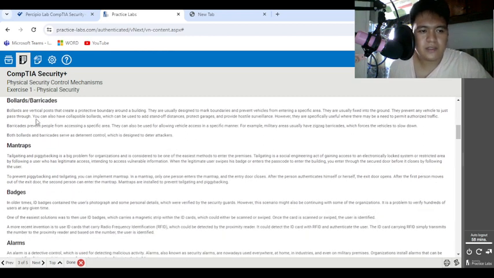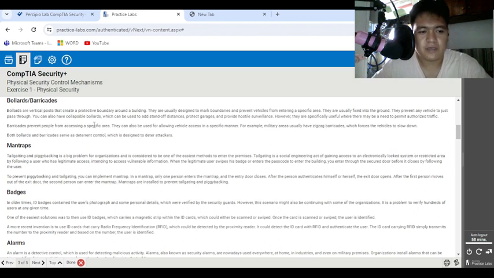Bollards and barricades create a protective boundary around the building, usually designed to mark boundaries and prevent vehicles from entering a specific area. Usually fixed into the ground, they prevent any vehicle from just passing through. Collapsible bollards can be used to add standoff distance, protect garages, and provide hostile vehicle mitigation. They are specifically useful when there may be a need to authorize traffic.